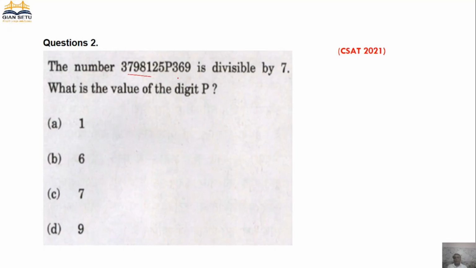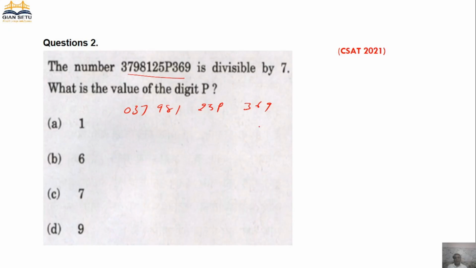The number, we are given a certain number here, is divisible by 7. What is the value of the digit P? Now for this number to be divisible by 7, we need to find the value of P. First of all, let's divide this number into blocks of 3 digits, from right to left. It will be 369, it will be 25P, and it will be 981, and we added 0 here because we were left with 2 digits in the end.